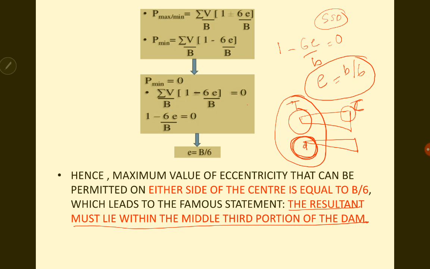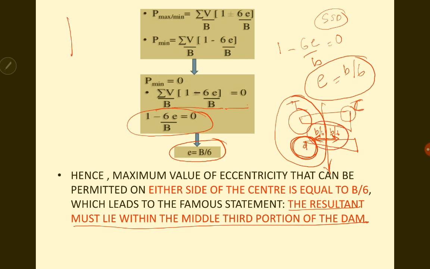So you equate sigma V by B (1 + 6E by B) equal to 0, and we will get that E is equal to B by 6. If E is equal to B by 6, that is eccentricity. Eccentricity means from the centroid how much I can move. So if the eccentricity is within B by 6 on either side of the centroid, the structure will be safe.